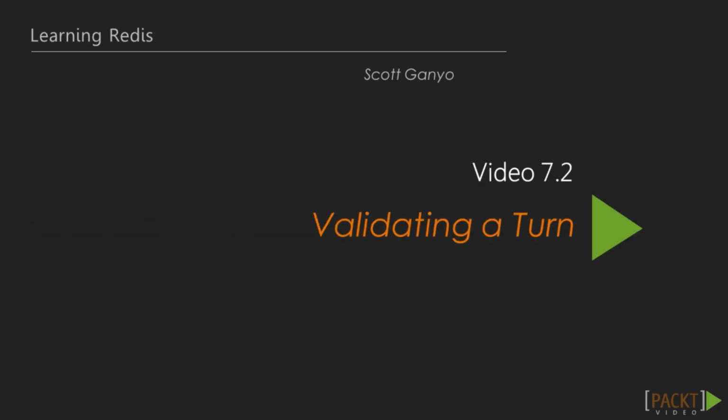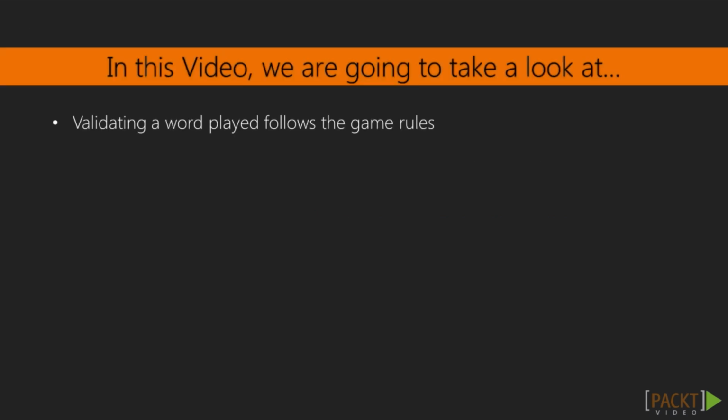Video 7.2, Validating a Turn. Now in this video, we're going to look at ensuring that the words played by our players meet our requirements. We'll also look back at our game rules and add the code necessary to ensure that all plays are valid.